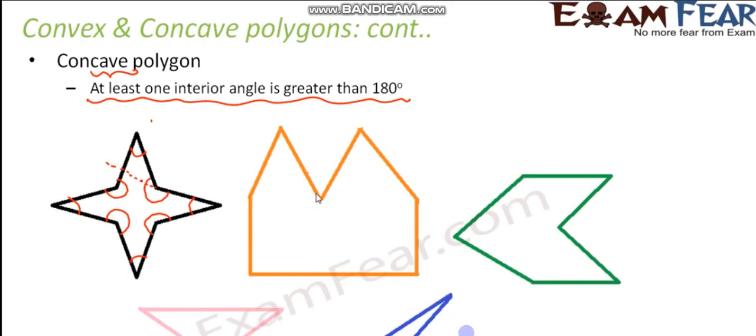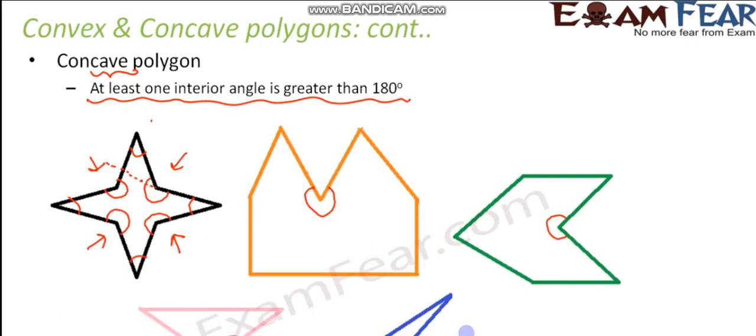Let us look at this diagram. Here you can see this angle is more than 180 degrees, but the other angles are less than 180. Here we have this angle more than 180. Wherever you have an angle greater than 180, there is a cave-like thing. You have one cave here, one cave here, so four caves, each greater than 180. Similarly, in this diagram also we have angles greater than 180 degrees. That is why these are concave polygons.